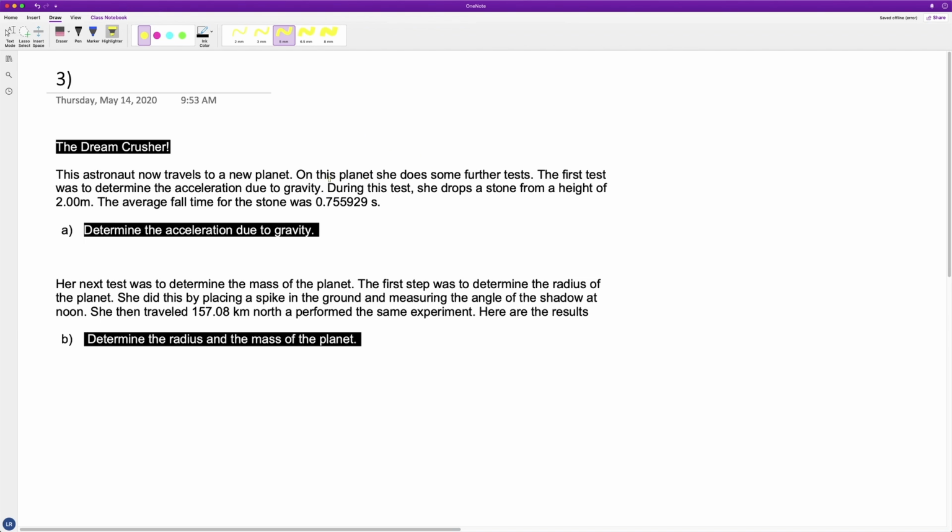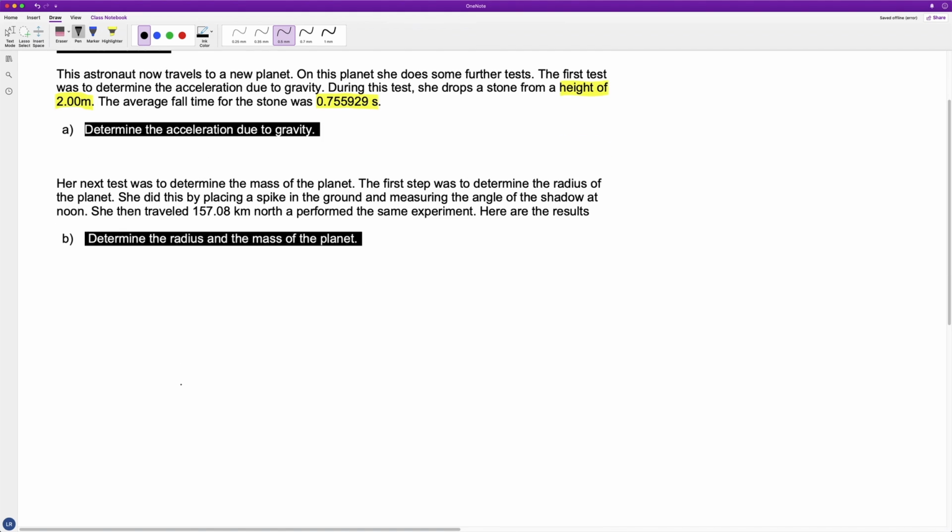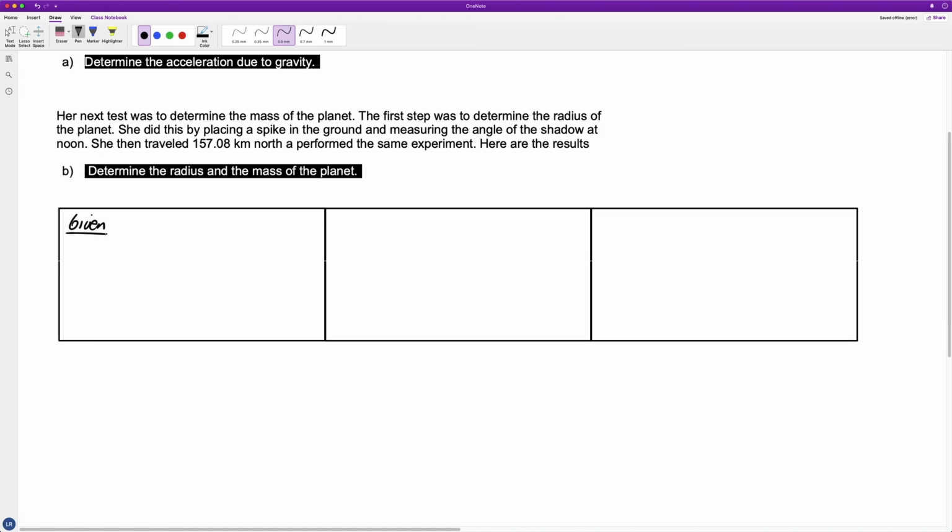Step 1 is we're trying to determine the acceleration due to gravity. All right, well, let's take a look. We have been given the initial height of this projectile. We also know that the time it takes to fall is 0.755929 seconds. Well, in order to solve this problem, we need to actually get some specific data here. So let's take a look.